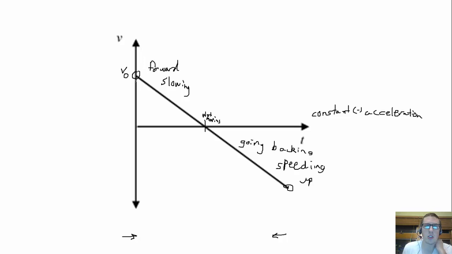It's acceleration that starts you moving forward until you hit a not moving point, and then you will start going backwards, and you will increase the magnitude. You will speed up going backwards.